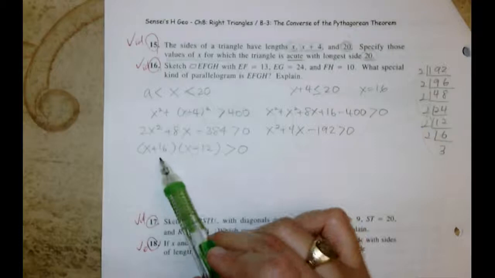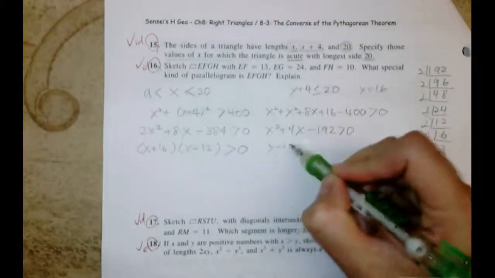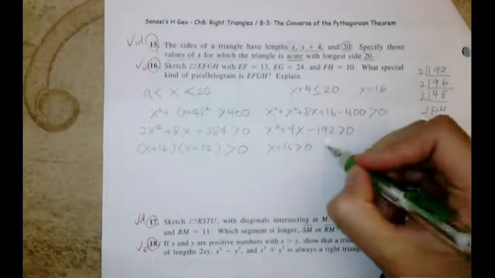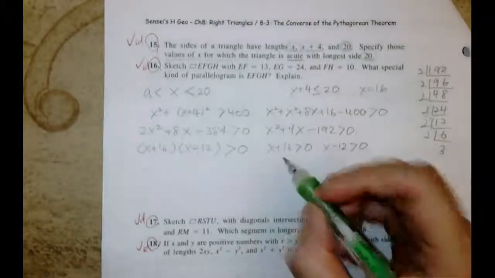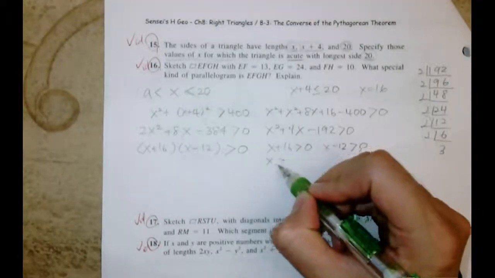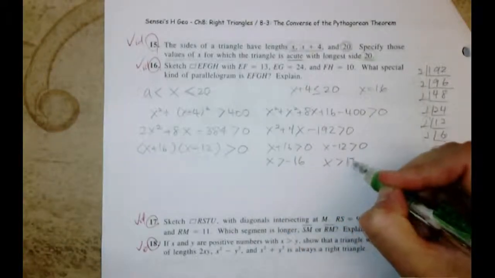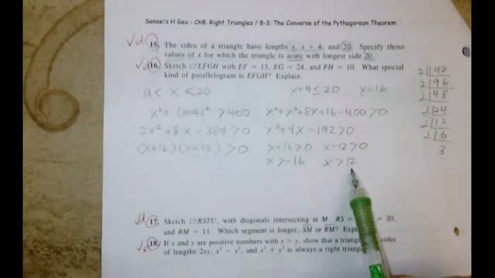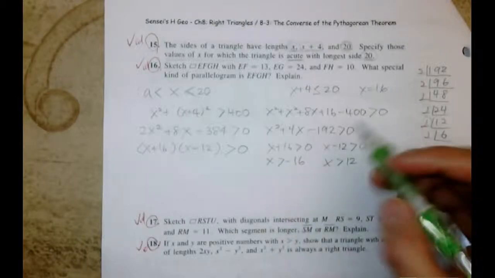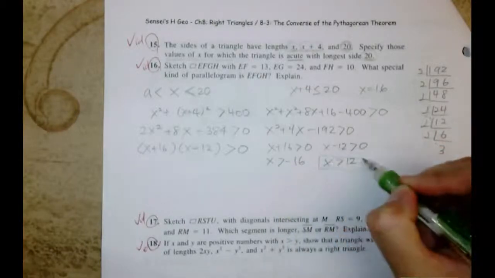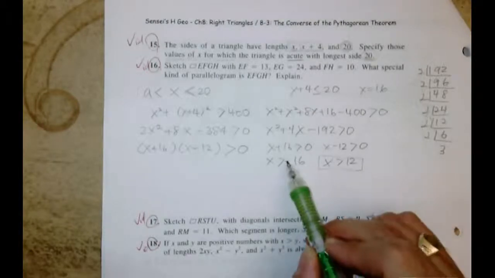So let's look at both being positive first. That means x plus 16 has to be greater than 0, and x minus 12 has to be greater than 0, right? So that means x has to be greater than negative 16, and x has to be greater than positive 12. Now, if x is greater than 12, x has to be greater than negative 16, right? So this is the dominant one. This is the one that matters. This one doesn't matter because if this is true, then this is also true.